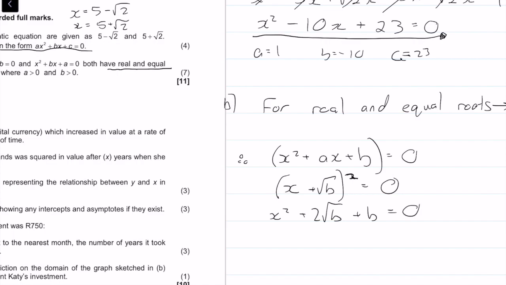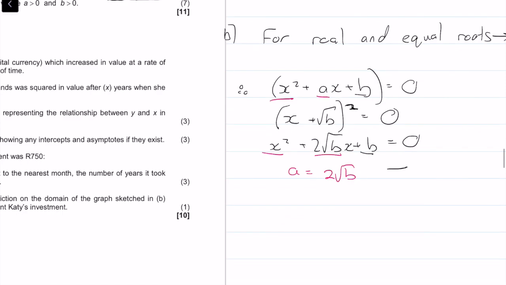Okay, now what we do is we compare. We have an x squared there. We have a is equal to 2 square root of b, and these two are equal already. Okay, so this I'm going to call equation 1.